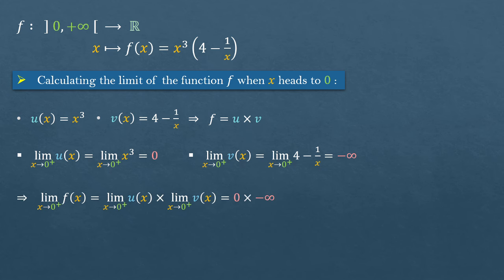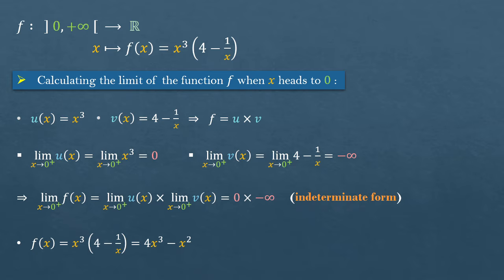Now, if we try to calculate the limit of f(x) when x heads to 0 from above as equal to the product of the limits of u(x) and v(x) when x heads to 0 from above, we find that it equals 0 times negative infinity, which raises the case of an indeterminate form. So in order to bypass this, we will expand the expression of f(x). So, as f(x), which equals x to the power of 3 times (4 minus 1 over x), can be written as equal to 4 times x to the power of 3 minus x squared, then the limit of f(x) when x heads to 0 from above equals the limit of 4 times x to the power of 3 minus x squared when x heads to 0 from above, which equals 0.